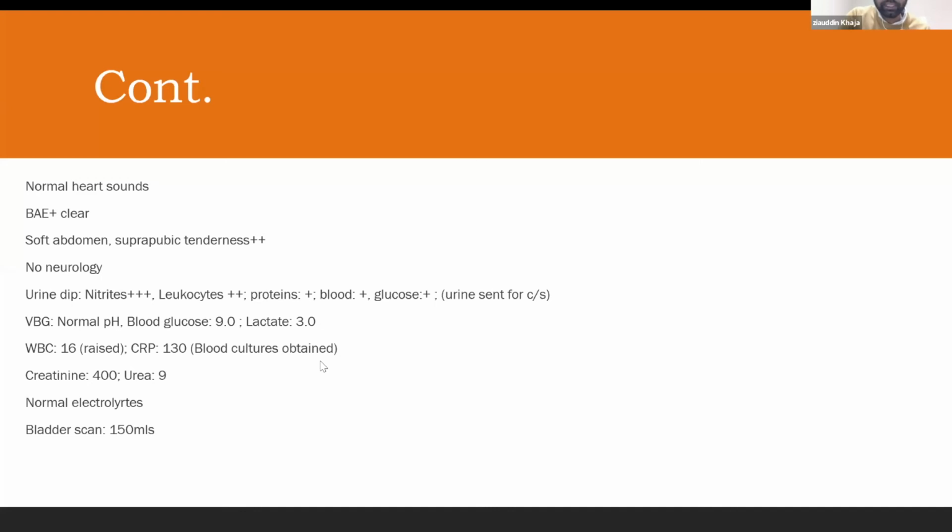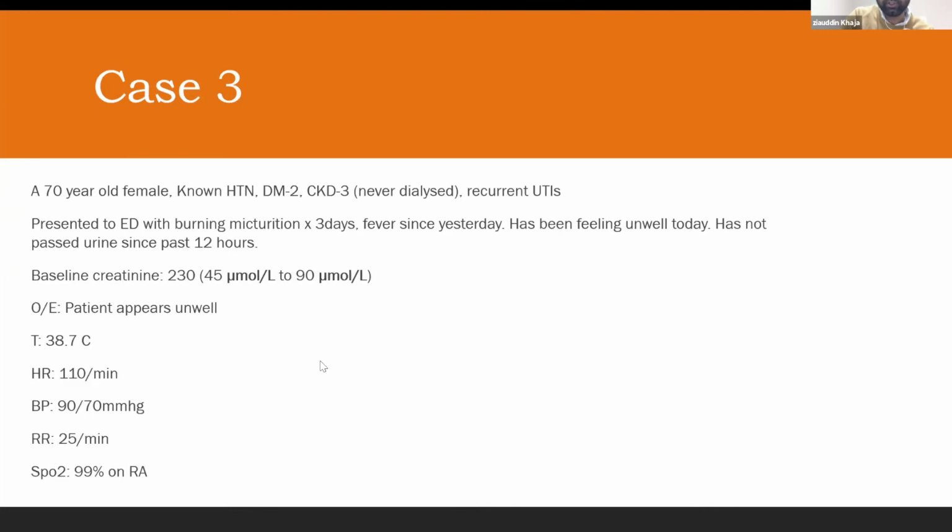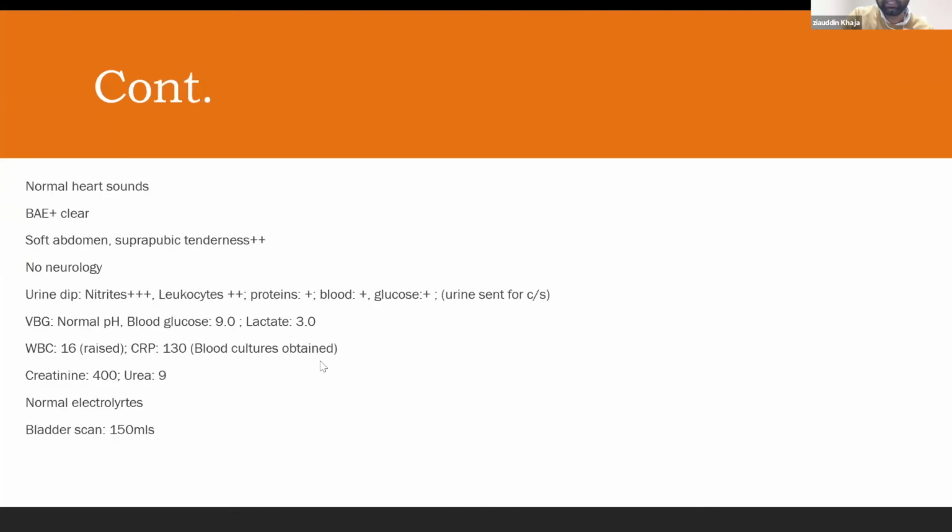VBG has a normal pH, a blood glucose of 9, and a lactate of 3. White cells are 16, and a CRP of 130. And then blood cultures were taken right away. And a creatinine of 400 now. So her baseline creatinine was 230, and now she has a creatinine of 400.